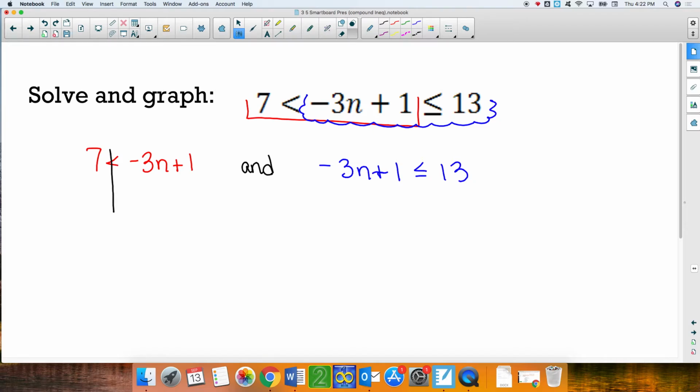Now I'm going to solve. I'm going to draw in my wall. First step, I'm going to subtract 1 on both sides. 7 minus 1 is 6. Bring down your less than. Bring down your negative 3n. 1 minus 1 cancels.